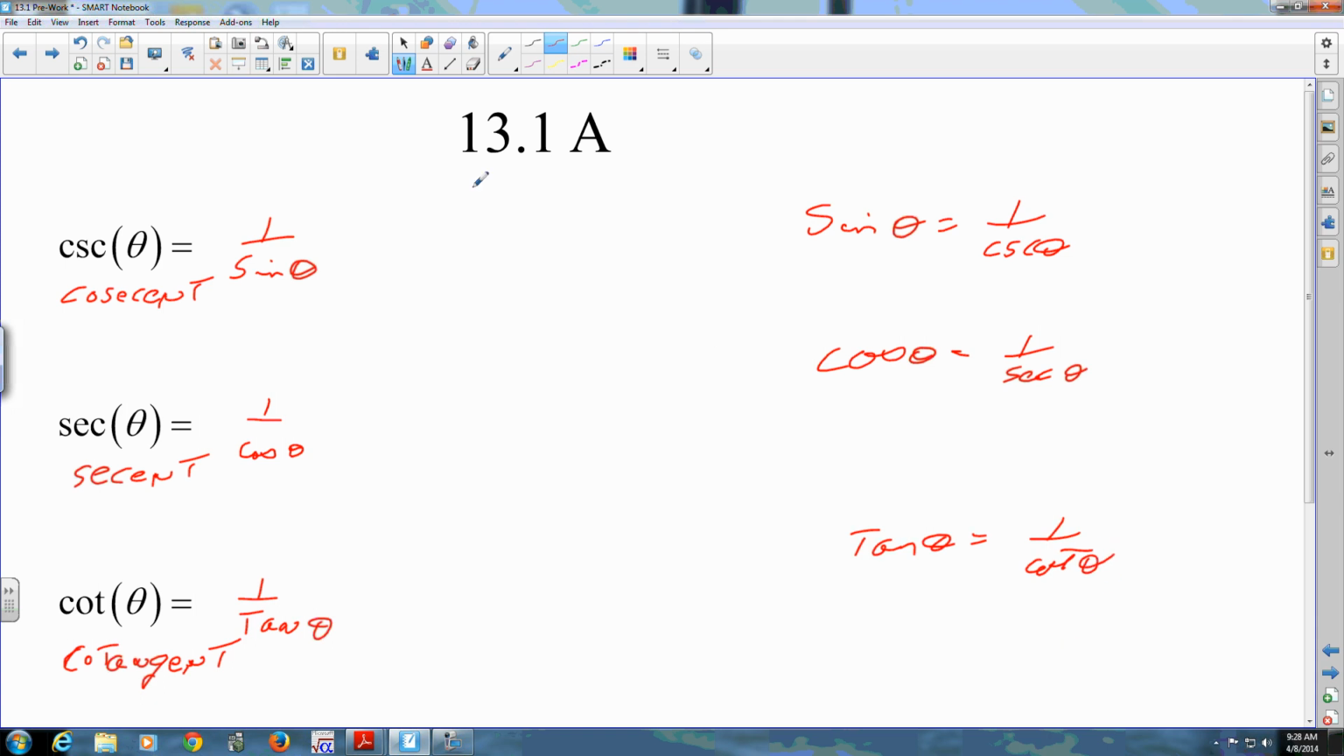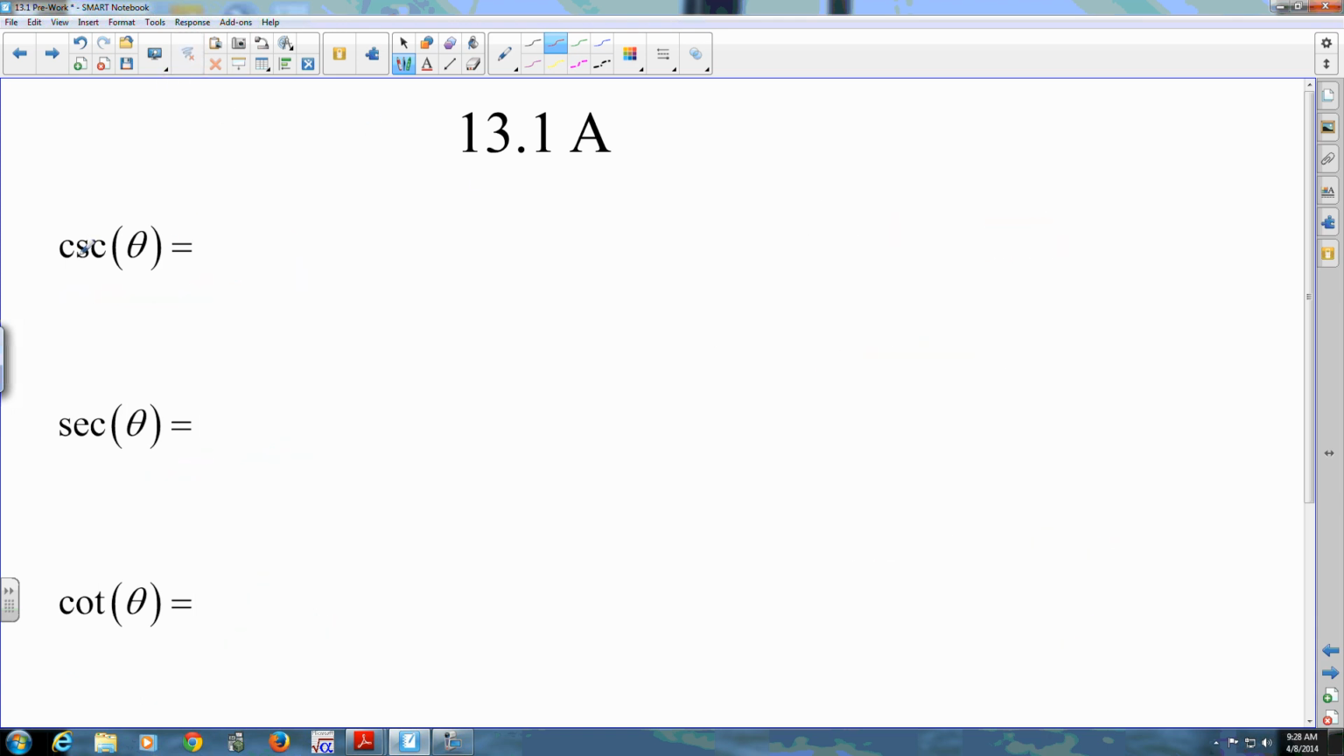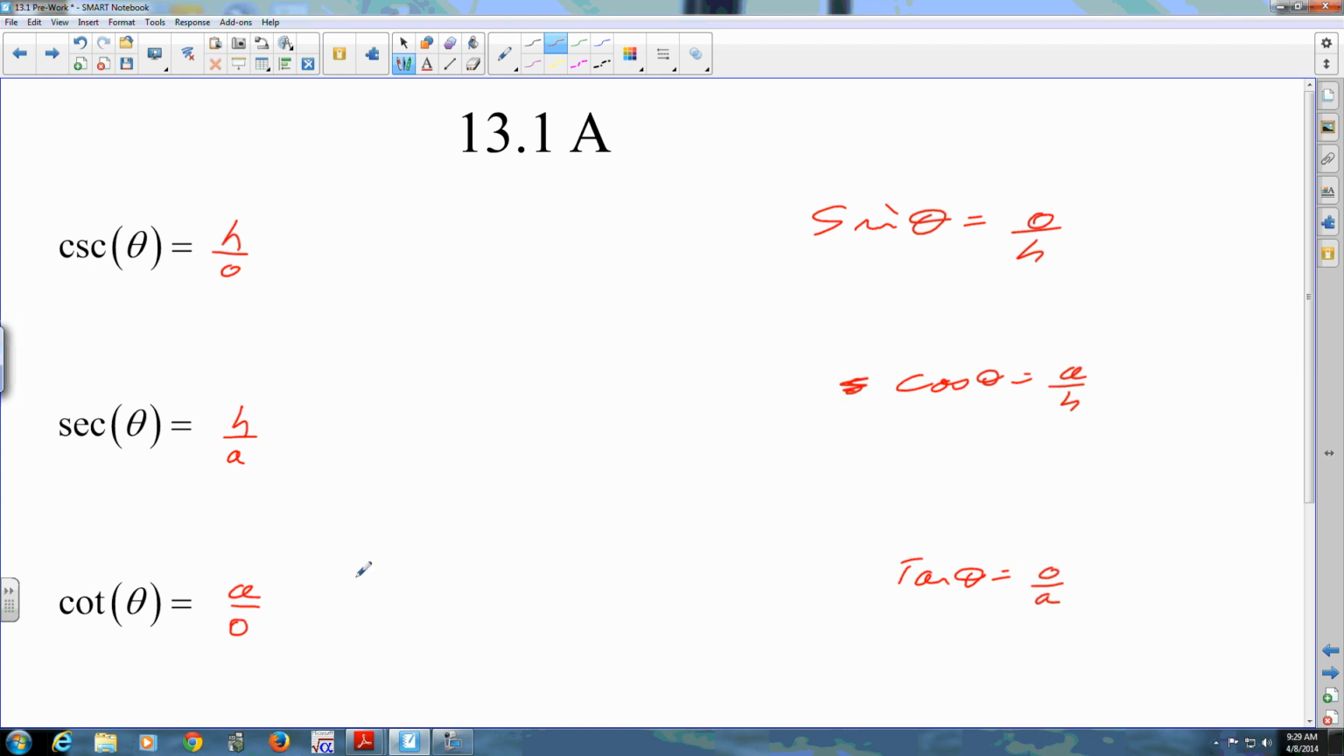Okay, so their definitions then, if this is the reciprocal of sine, just remember sine of theta was your opposite over hypotenuse, so this is hypotenuse over opposite. Cosine was adjacent over hypotenuse, so secant would be hypotenuse over adjacent. And cotangent, you've got to remember tangent is opposite over adjacent, so this is adjacent over opposite.